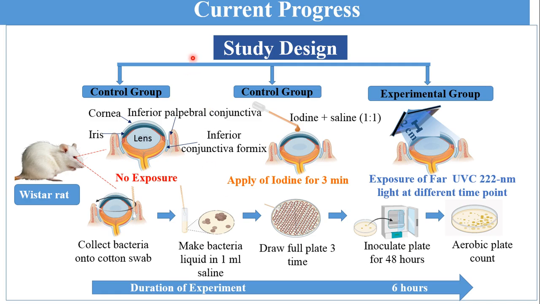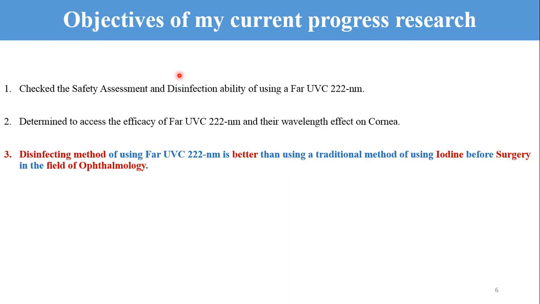This is the study design for my current progress. In this study design I have three groups. This is a control group, this is the traditional control group, and this is the experimental group. Traditional control group means that we just use iodine on the rat cornea, and the duration of the experiment is 6 hours.